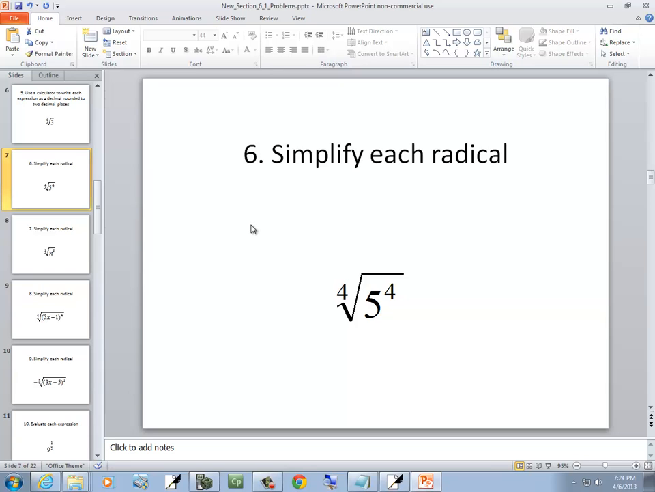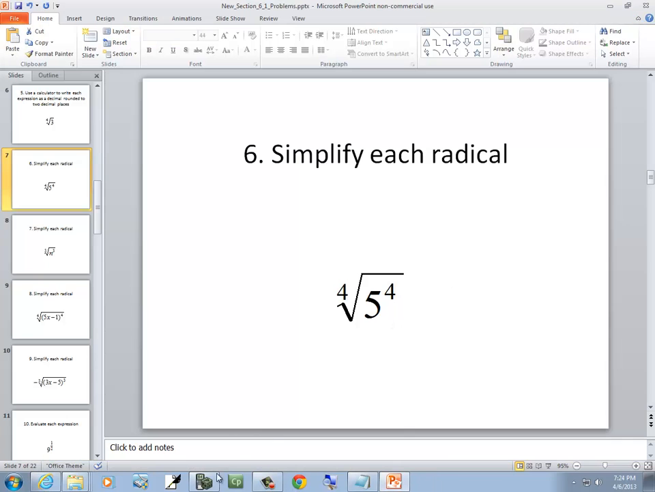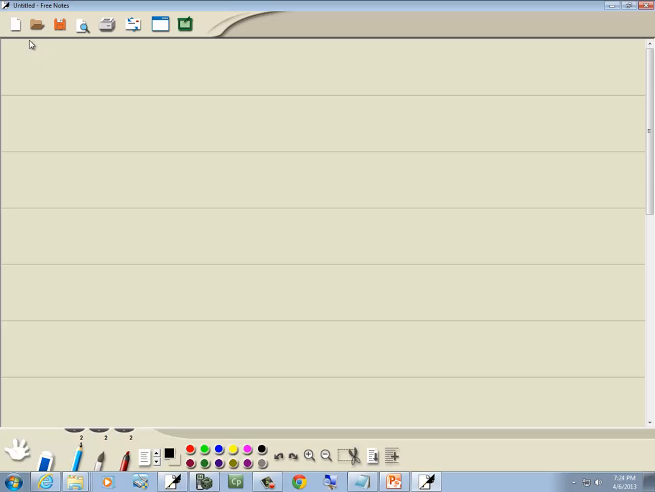Let me start a new page and we'll look at this next one. Okay, so we've got the 4th root of 5 to the 4th. Well, think what 5 to the 4th means. 5 to the 4th means 5 times 5 times 5 times 5. We've got four 5s. Our index is 4, which means we're looking for 4 of something. Here are four 5s, so those four 5s are going to come out in front as a single 5. And that's our answer.